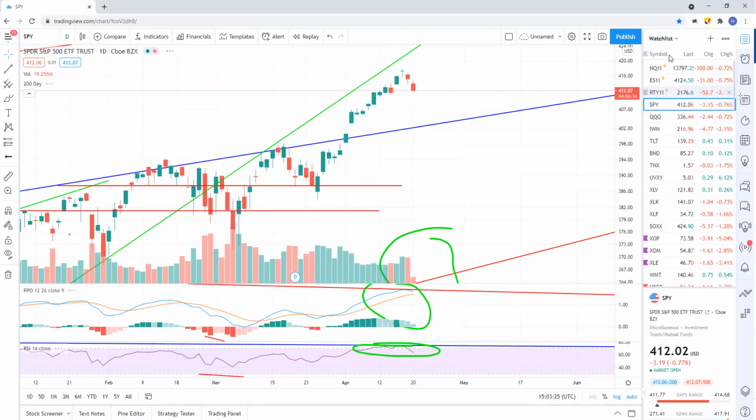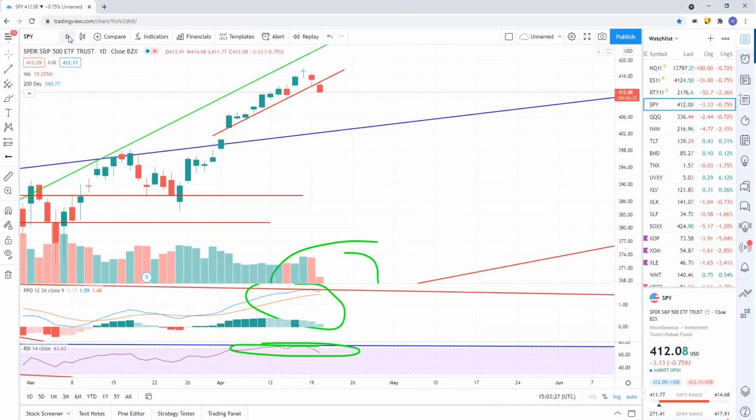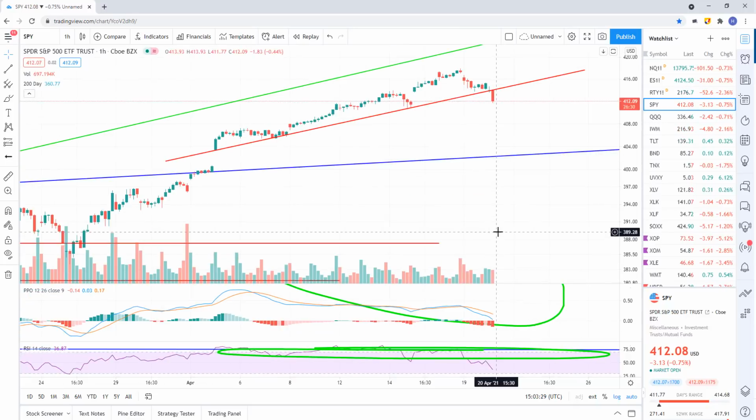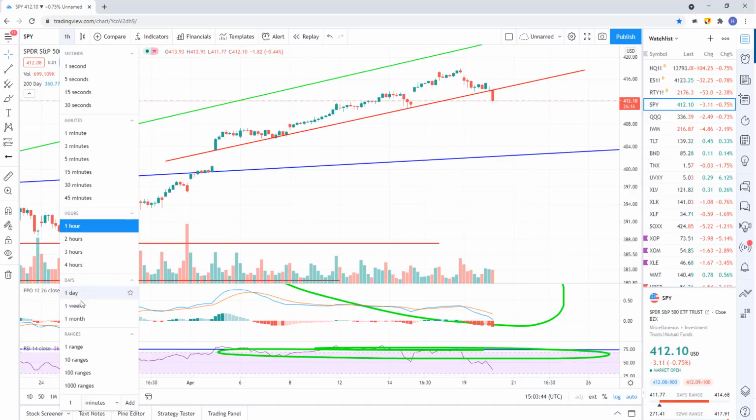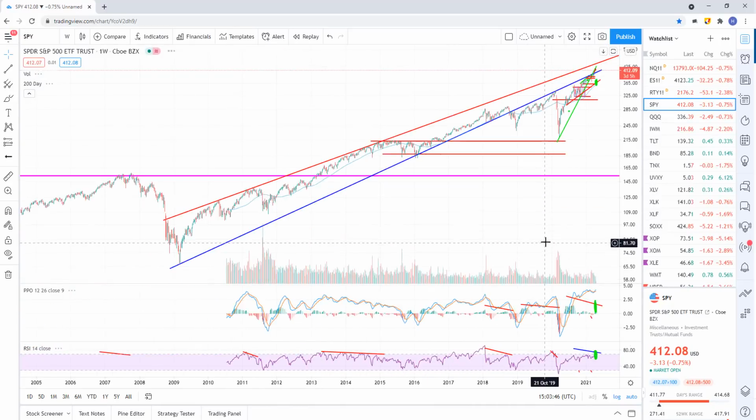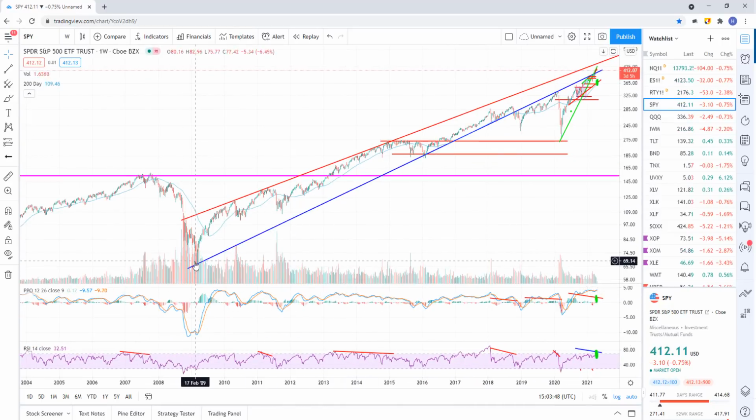Looking at the SPY, we're starting to break that trend line there. Here's your hourly. See that nice clean hourly trend line, and we're getting a breakdown or a sell signal. So in my mind, I think that sets us up for a move back down to this blue trend line, which is right around 402, 403 right now. That trend line is your bull market trend line, going all the way back to 2009.